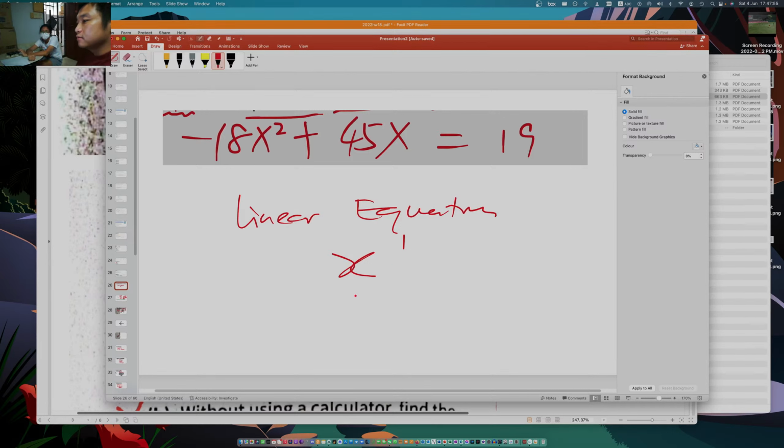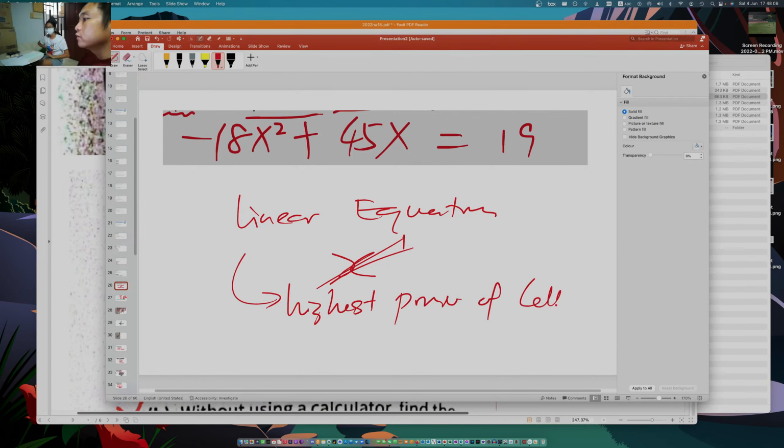Or the highest power of the letter is 1. So linear equation means x, highest power of the letter is 1. So sometimes it can be A. This is also linear, okay? As long as it's the highest one, then it's linear equation.